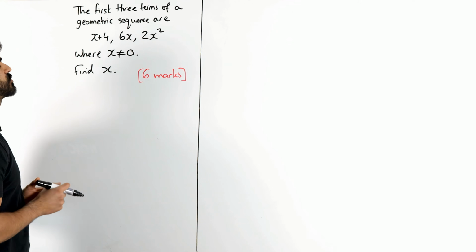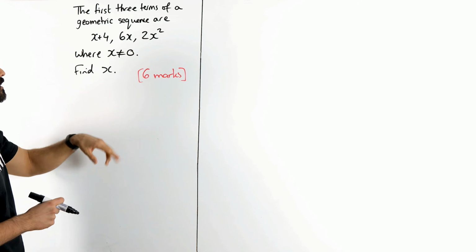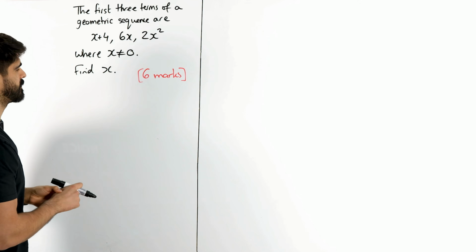Sometimes teachers don't even teach their students geometric sequences. So what is a geometric sequence? We have the first 3 terms of a geometric sequence are x plus 4, 6x, and 2x squared, where x cannot be 0. Find the value of x.